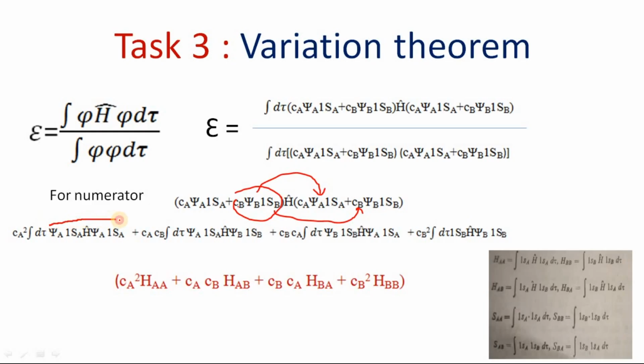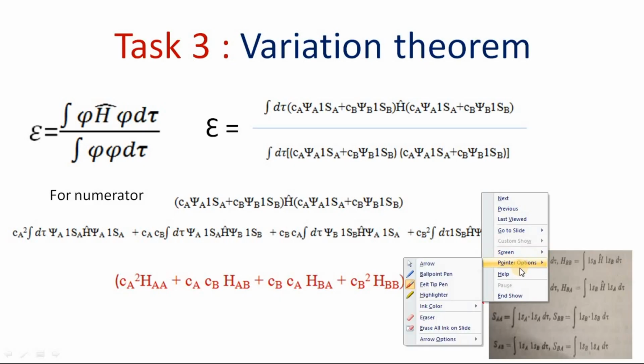Now we have a simple identity such that the integration of psi a 1sa, H, psi a 1sa can be simply written as HAA. Therefore this is now turned into HAA. Likewise, the integral of psi a 1sa H psi b 1sb d tau can be represented as HAB. So by using this identity, we get the numerator as CA square HAA, CACB HAB, CBCA HBA, and CB square HBB. You can cross refer to it for your future use. This is taken from the book called Prasad, Quantum Chemistry.